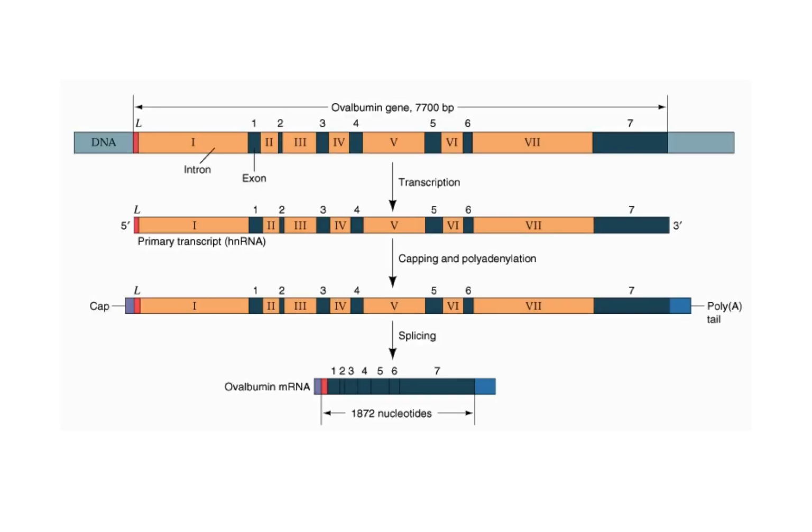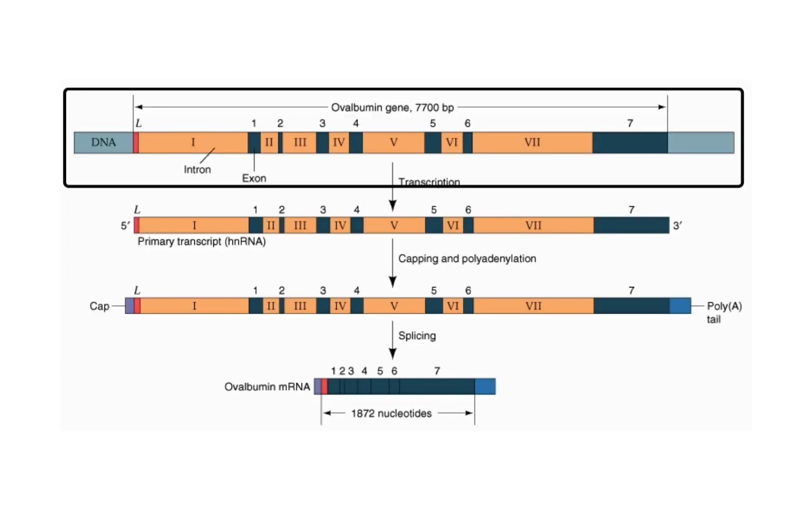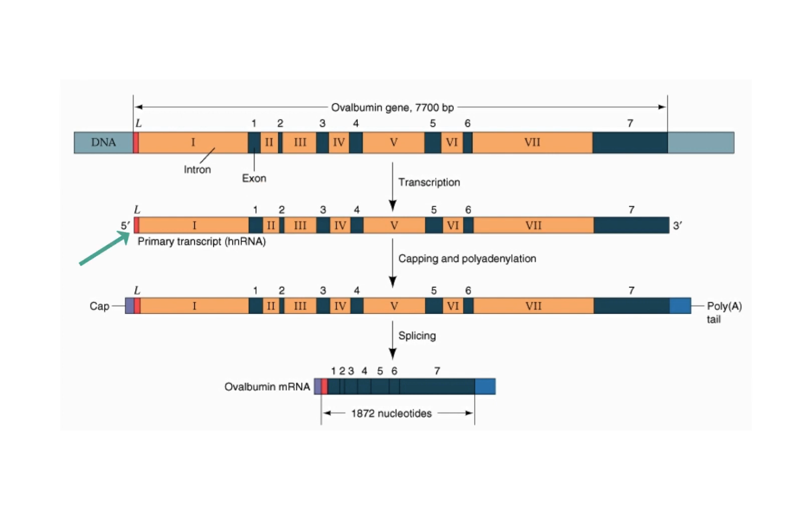So just to show this visually anyway, here's the ovalbumin gene consisting of 7,700 base pairs of DNA. There is the 5' untranslated region. There's intron number 1, 2, 3, 4, up to 7 here, and then the exons, and then the final 3' untranslated region down at the end.